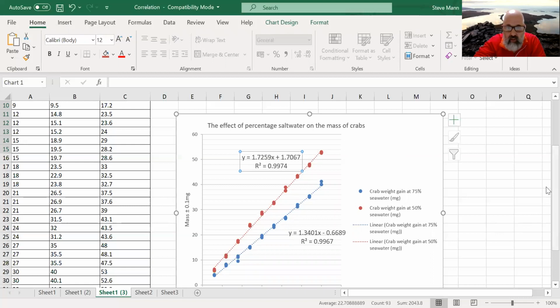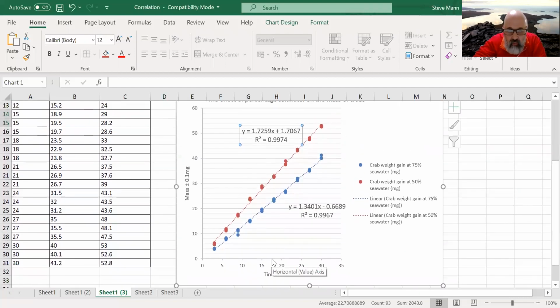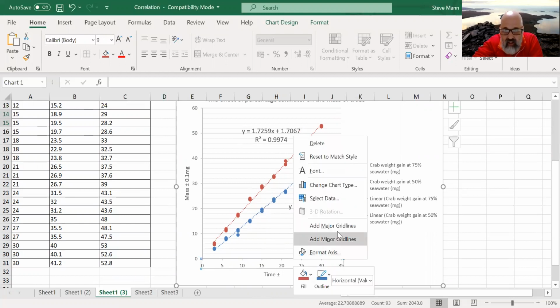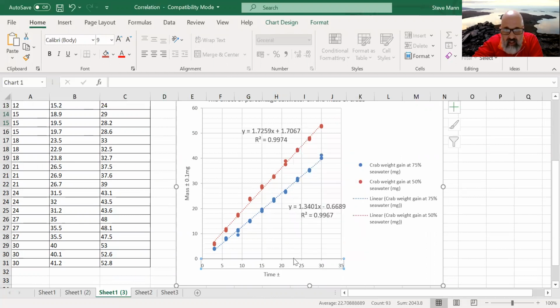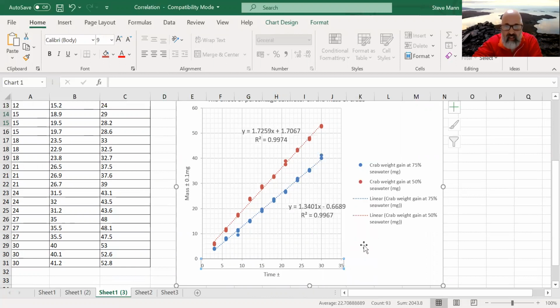What else can I do to improve this? Well, we can play around with the grid. It might be you want to read off the horizontal scale here from the x-axis. So if I right-click on that axis, I can add major grid lines. And if I right-click again, hopefully I can add minor grid lines. And I just think that looks a little bit more like a graph.